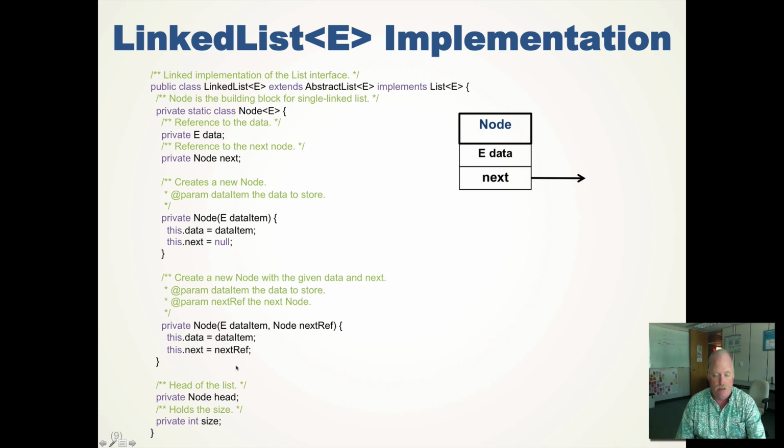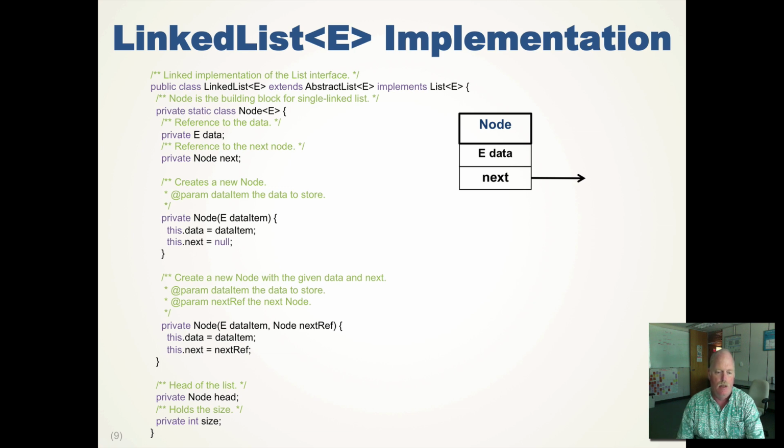And that's it. That's the node class. There's no getters, there's no setters, there's no toString, there's nothing. It's a very simple class. And the linked list can access the private data and the private next because they're private inside of the linked list class.